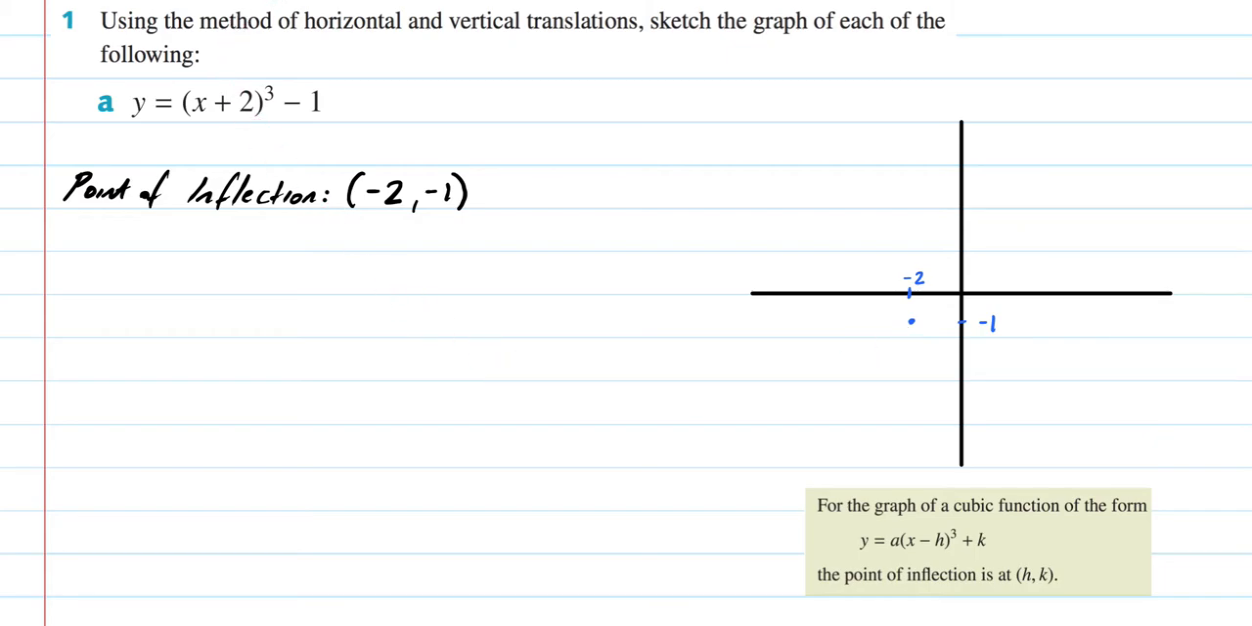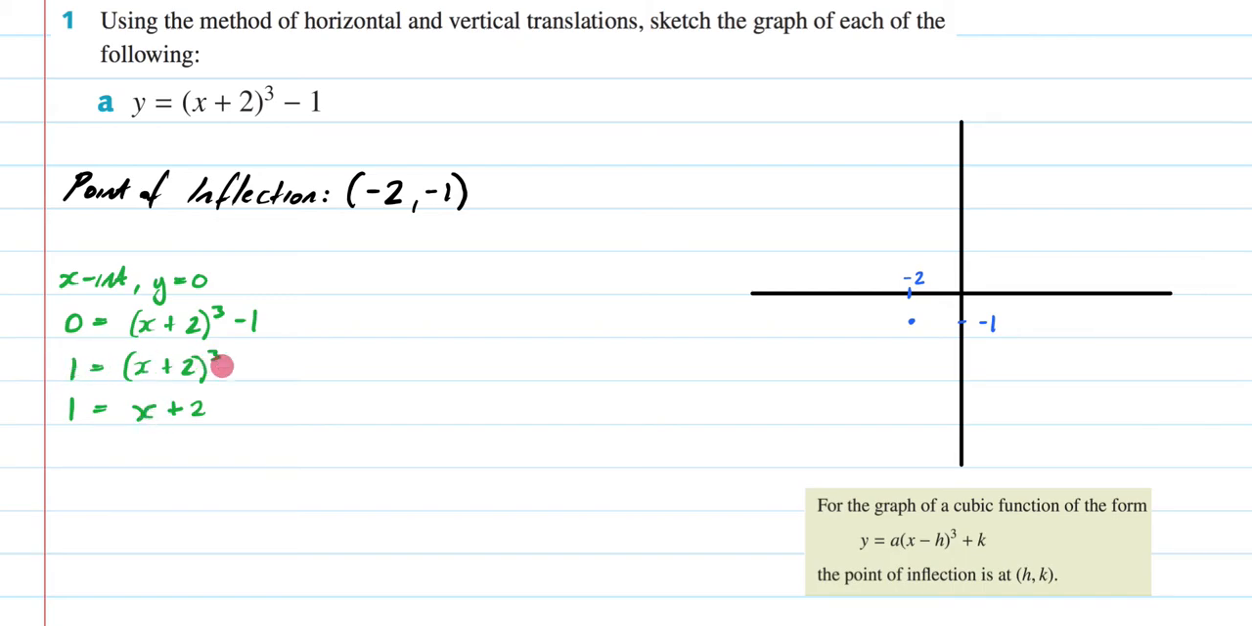The next thing that we're going to find is my x and y intercepts. So let's begin by finding the x-intercept, which is going to occur when y equals 0. So just like you would normally do, you're going to make y equals 0 and then solve for x. 0 equals (x plus 2) cubed minus 1, so 1 equals (x plus 2) cubed.